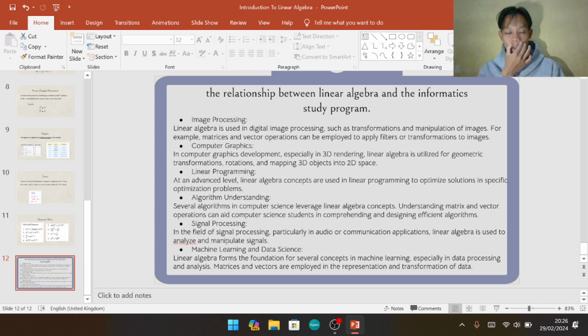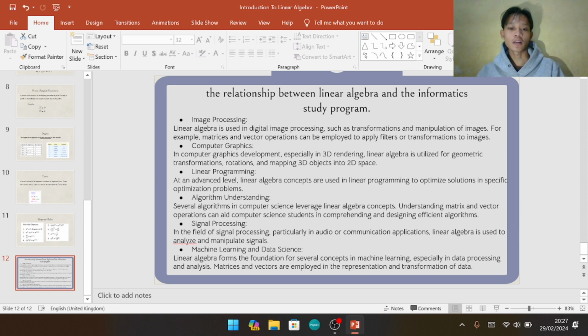Next point is signal processing. In the field of signal processing, particularly in audio or communication applications, linear algebra is used to analyze and manipulate signals.